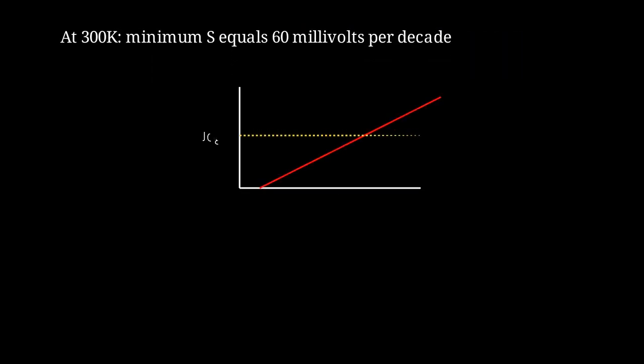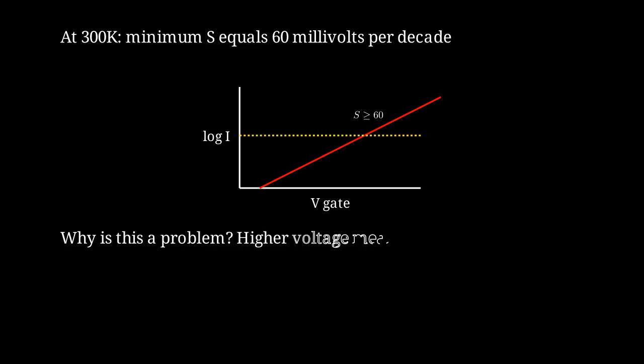This log current versus gate voltage plot shows the 60 millivolt per decade Boltzmann limit as the minimum slope we can achieve with conventional transistors. This is a major problem because to achieve a large on-off current ratio, we need larger gate voltages, which means higher power consumption. Dynamic power scales as capacitance times supply voltage squared times frequency, so reducing voltage is crucial for low-power devices.